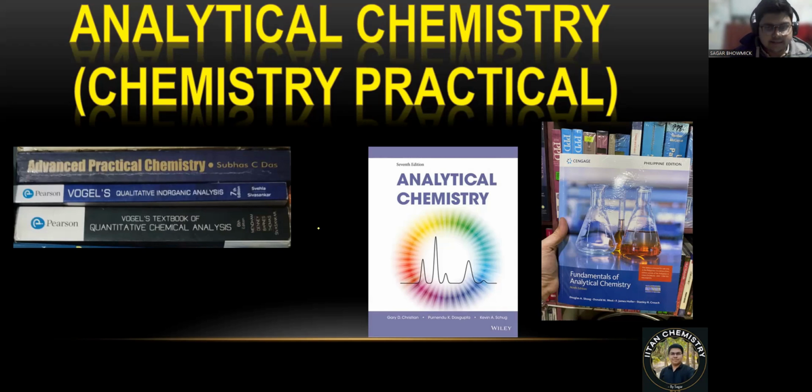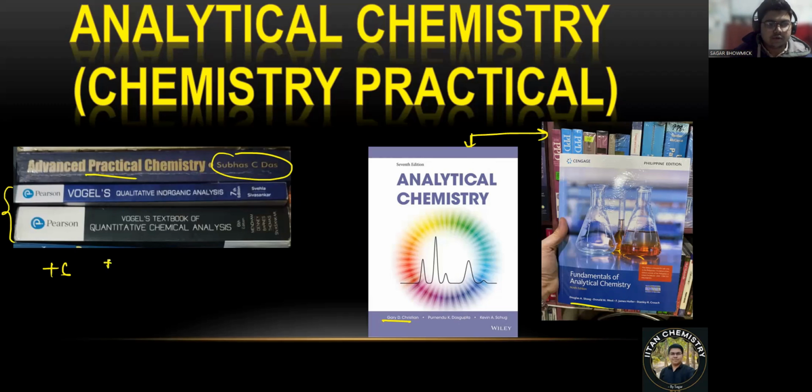In the analytical chemistry section, in the last 3 years, I have read 6 books, and these are the standard books. You should know the standard books from where you are reading. First one is Advanced Practical Chemistry by S.C. Das. Second one, very famous, Vogel's Qualitative and Quantitative Analysis. And these two are very advanced books of analytical chemistry. One is by Skoog and another is from Gary D. Christian.